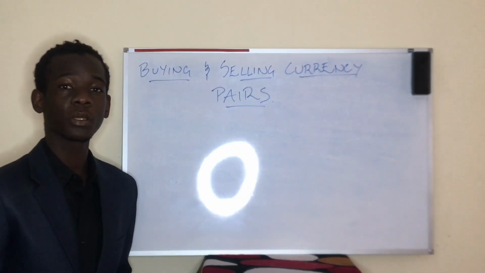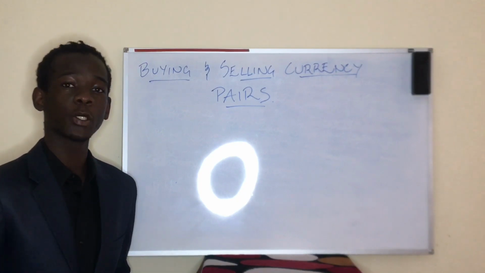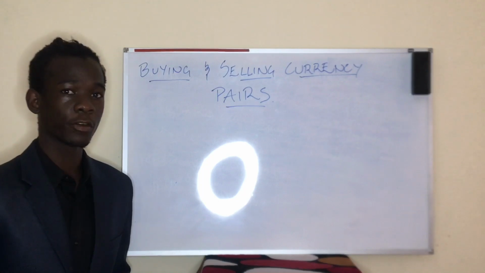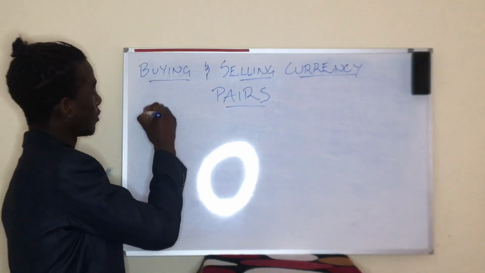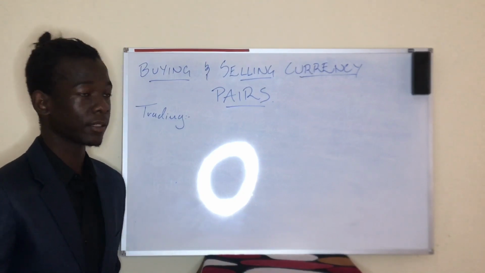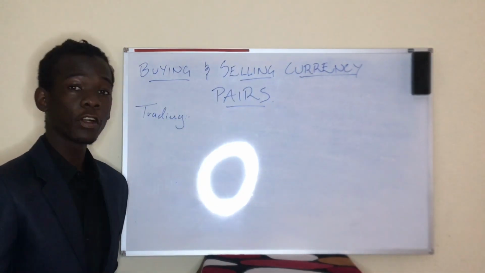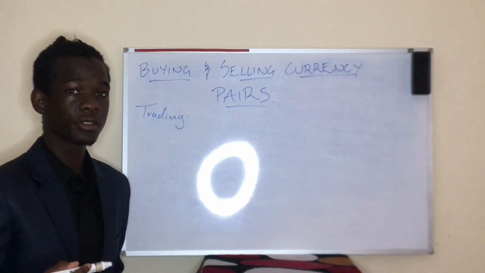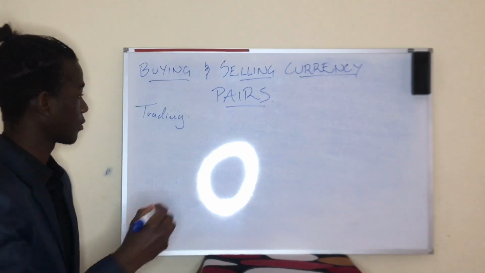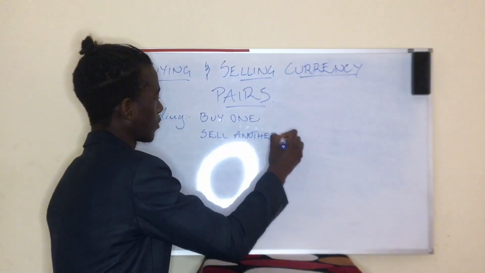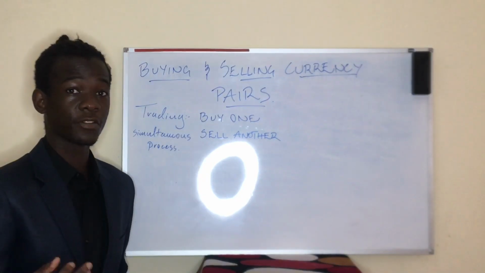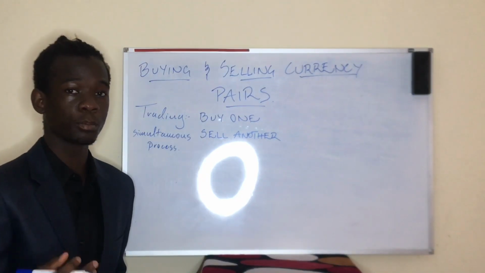Today, instead of talking about what is traded, we'll talk about trading itself. So what is trading within the forex market? Trading is buying and selling. And forex trading is the simultaneous buying of one currency and selling of another. This process is facilitated by a trading broker.